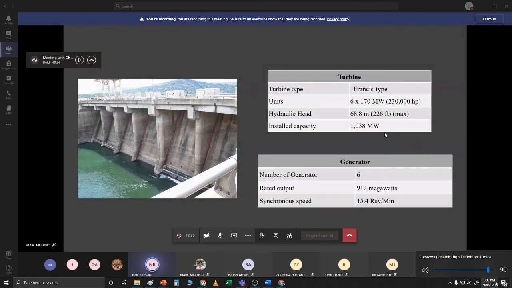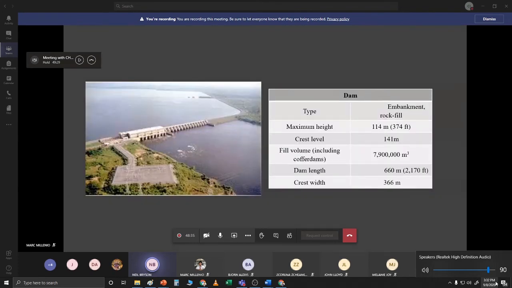Next. Type of dam, embankment rock fill dam. Maximum height is 140 meters. Ang crest level niya ay 141 meters. Then, fill volume is 7,900,000 cubic meter. Then, dam length is 660 meters. And its crest width is 366 meters.